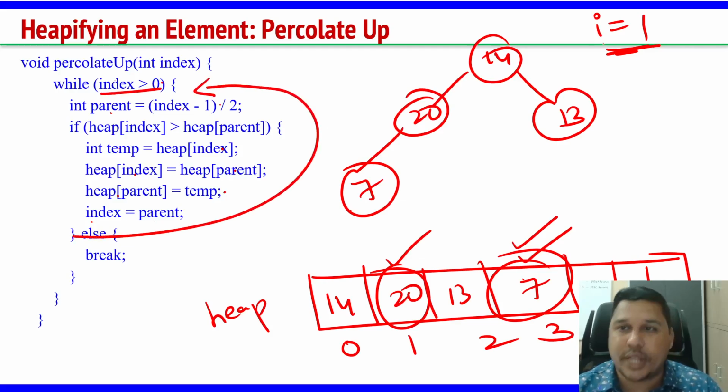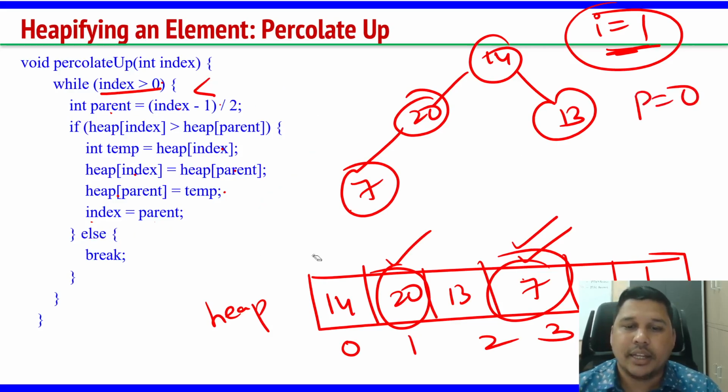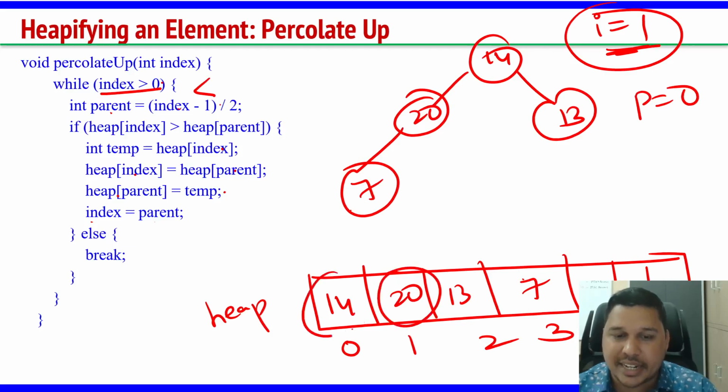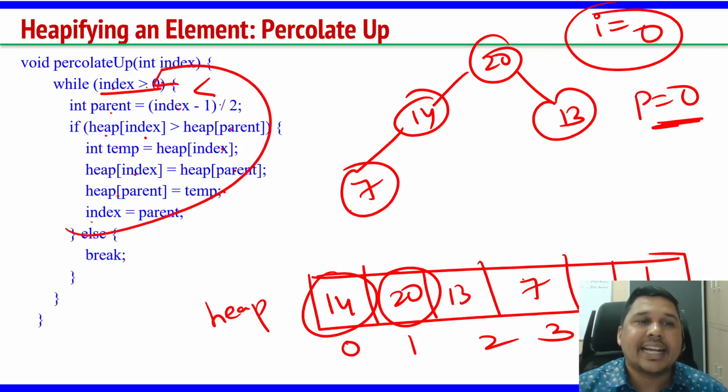While index greater than 0, yes, i is greater than 0, right. Parent equal to (1 minus 1) by 2, that is 0. So parent is at 0. So in this tree, now my index is at 1, parent is at 0. If h of index, that is h of 1, 20, is greater than h of parent, h of 0, 14, yes, then swap it. So make this 20 and make this 14 and update your index as parent, index becomes 0. Again go up, while index greater than 0, 0 greater than 0, false, it will come to else and break, that is it.